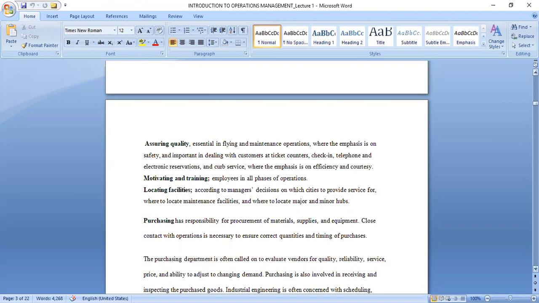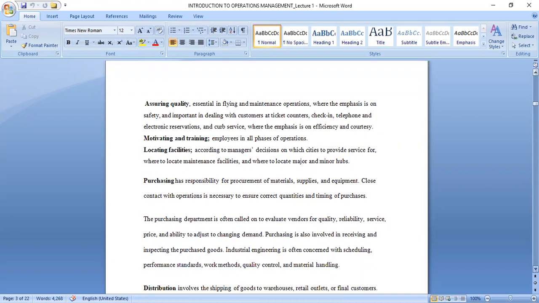Assuring quality here, for example, if we are looking at the flight or the air travel industry, with quality assurance we are looking at aspects of customer care as they are ordering these air tickets. How do you respond to their calls? How do you respond to electronic and telephone reservations as they are reserving these flights? How fast are you responding to them? So all that is in assuring quality.